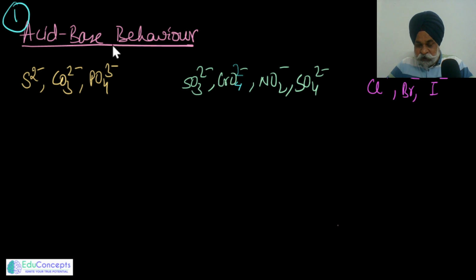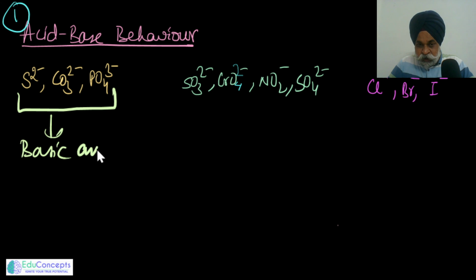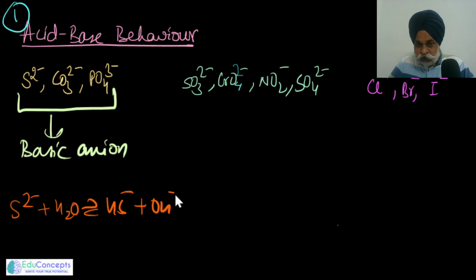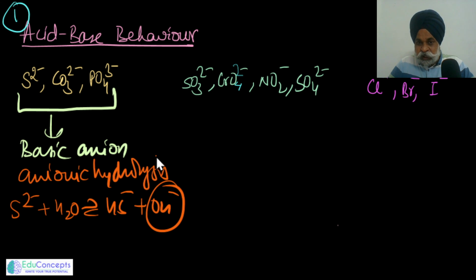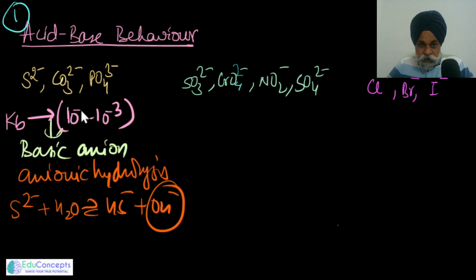First is acid-base behavior. If you see these anions, these are highly basic anions. As and when you put any salt of sulfide, carbonate or phosphate into water, it will make the solution basic because of the hydrolysis of the anion. So they will undergo anionic hydrolysis and make the solution basic. As a matter of fact, the dissociation constant as a base, Kb, for all of these would range from 10 raised to minus 2 to 10 raised to minus 3. This is a tentative range.